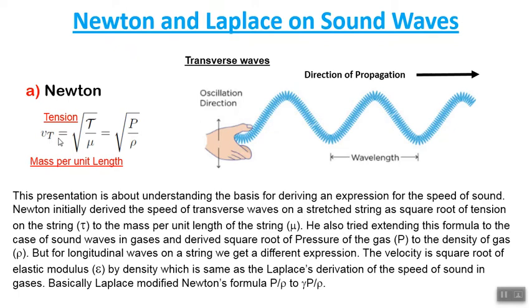So Vt, the subscript t stands for the transverse wave. Transverse wave velocity that Newton found out, Vt, is equal to square root of tau by mu. Tau is the tension and mu is the mass per unit length of the string.